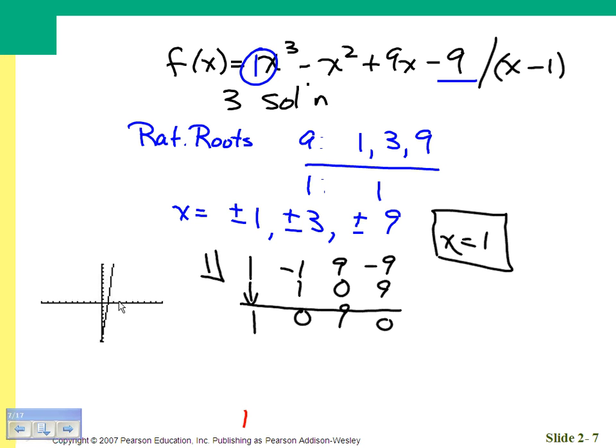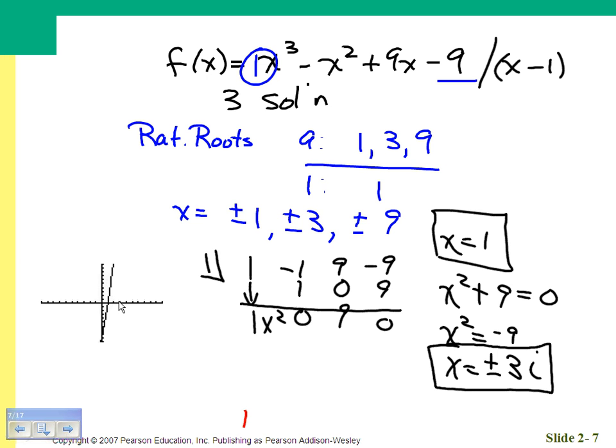And I'm left with the polynomial x squared plus 0x plus 9. I now set that equal to 0 to find my 2 remaining solutions. x squared equals negative 9, and I'm left with x equals plus or minus the square root of negative 9, which is 3i. So it looks like I have 2 imaginary solutions, 3i and negative 3i, and I have 1 real solution, 1, but there are, again, 3 solutions.